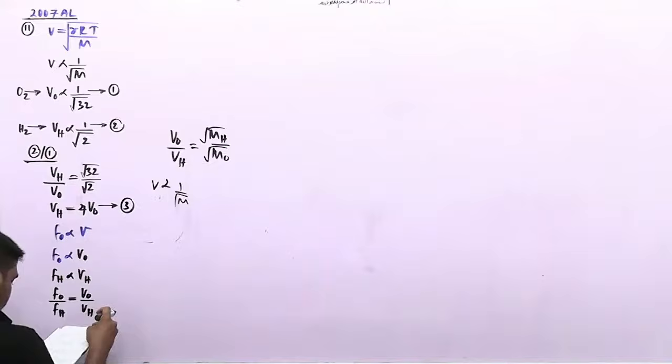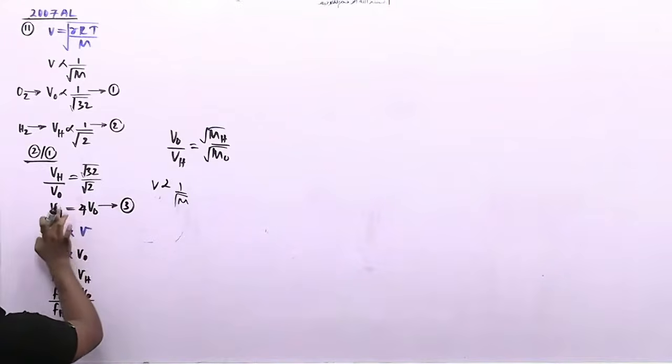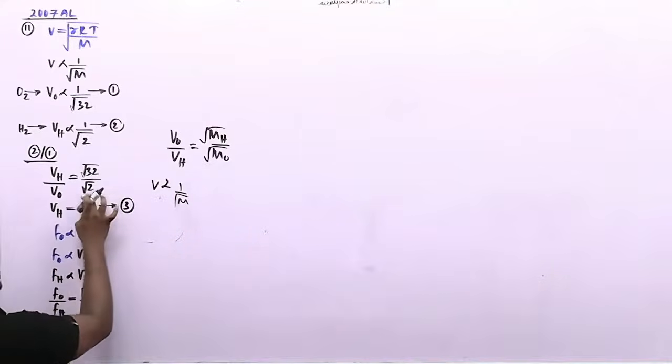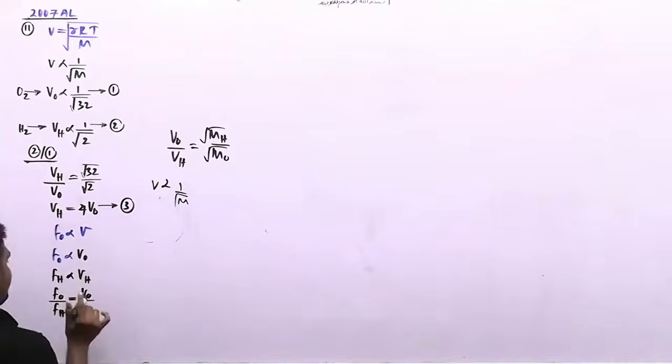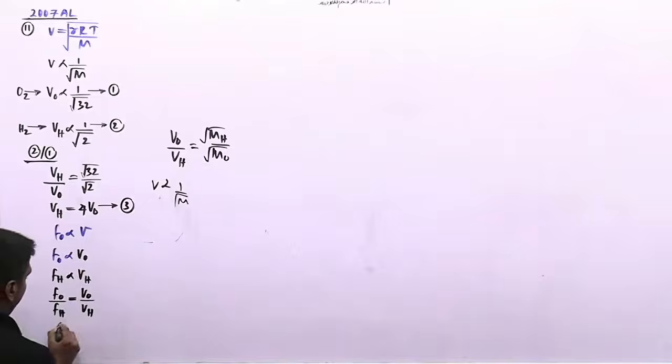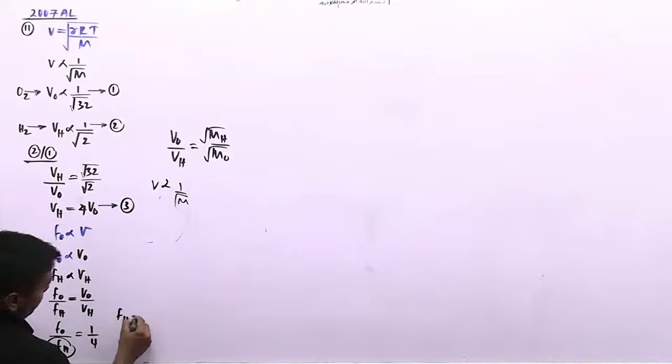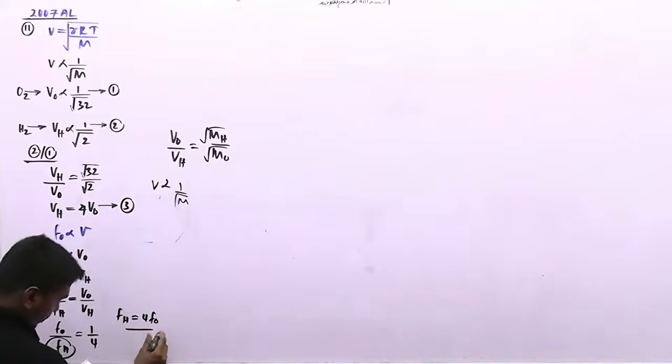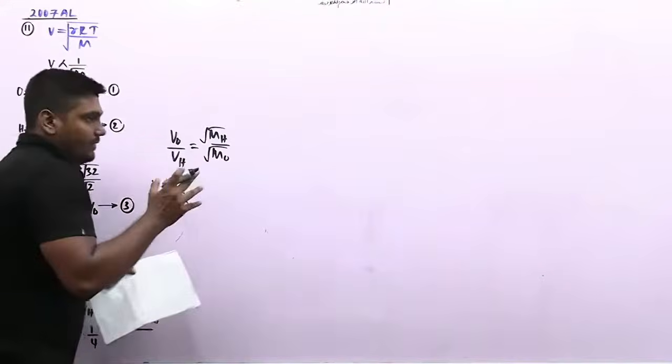They are asking FH. V0 to VH: VH to V0 is 4, so V0 to VH is 1 over 4. F0 over FH is 1 over 4. When you substitute, the frequency of hydrogen is going to be 4 F0. Answer is the fifth one. Question number 11. Answer is the fifth one.